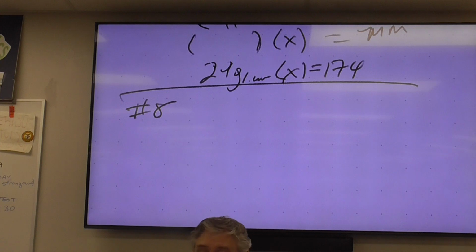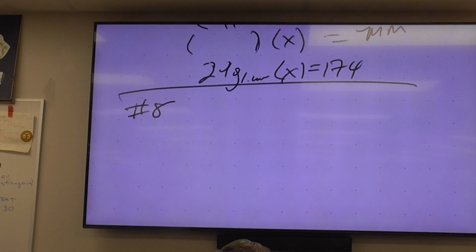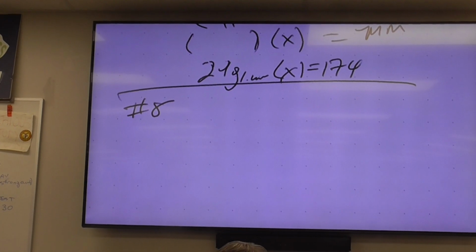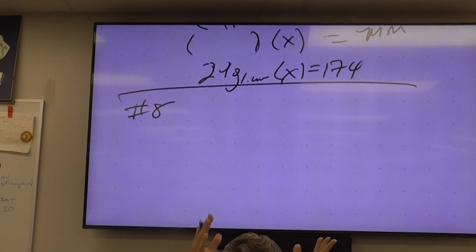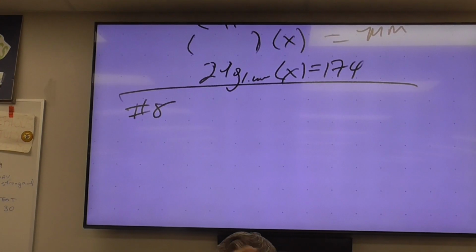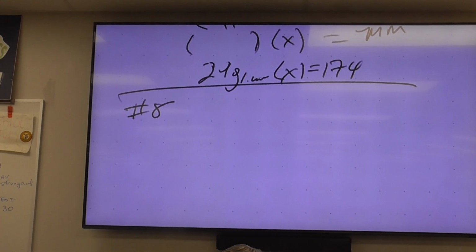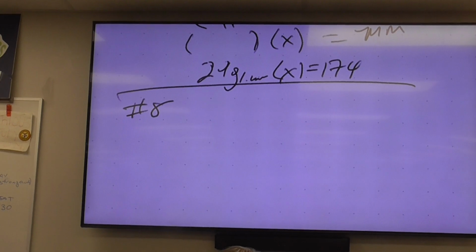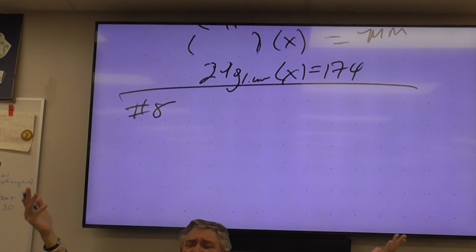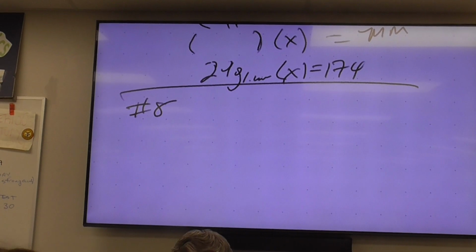Okay, first off, you have to recognize number 8 as a limiting reactant problem. How do you know that it's a limiting reactant problem? Now, before you do the problem, what do you have to have? Moles. No! You have to have the equation. If you don't know what's happening in the reaction, you can't do it.